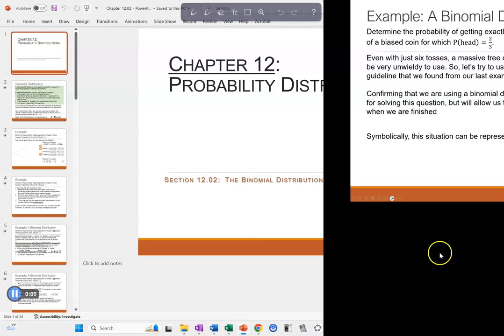So we can say, okay, our random variable x is represented by the binomial distribution 6, 2/3, where 6 is the number of trials, that's 6 tosses, and 2/3 is the probability of success.